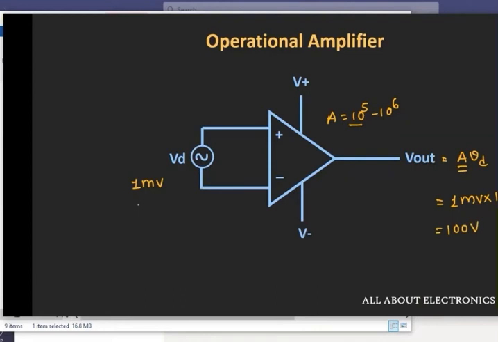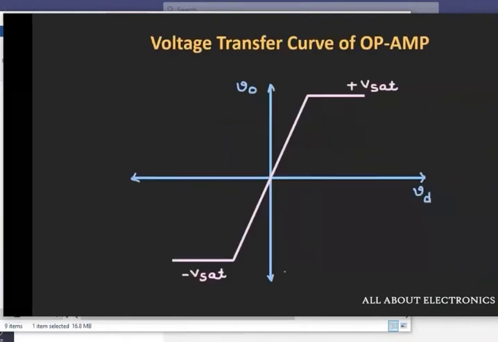Or let's say if we apply 1 volt of signal, then theoretically we should get an output of 10 to the power 5 volt, but that is not possible, and the output of this op-amp is restricted by the biasing voltages that are applied to this op-amp. So the output voltage will be between these biasing voltages.